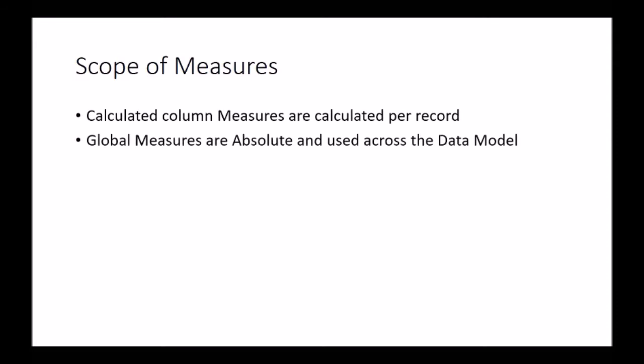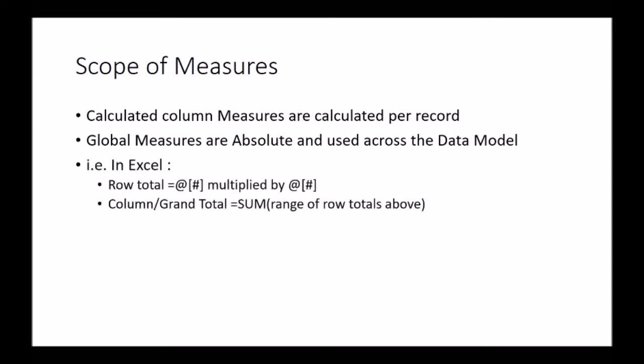Now, calculated columns are calculated for every single record, like I just said, every single row in that column. But there's another type of measure which are global measures, and they are absolute, so they're used across the entire data model. So in Excel, for example, a calculated column would be like a row total. So some relative reference of a number multiplied by another relative reference of a number in the same row, and normally displayed on the right hand side of a row.